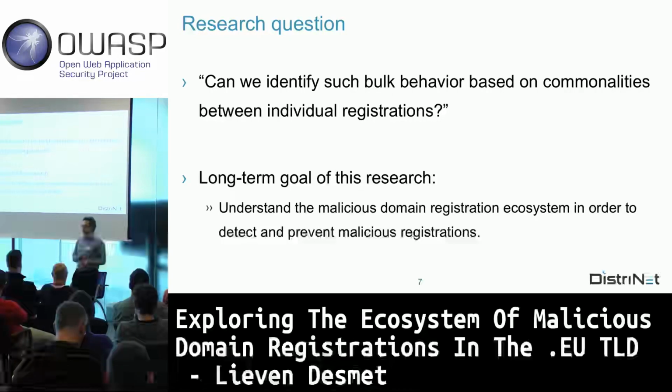Are we able to identify such bulk behavior in registrations based on certain commonalities, common patterns that we see between those malicious registrations? As I already said, the long-term goal, if we have such patterns, if we understand how that registration process is working, is that maybe we can go one step further and detect and prevent them before they do any malicious harm or any harm to our systems. And that's the main idea of this presentation.